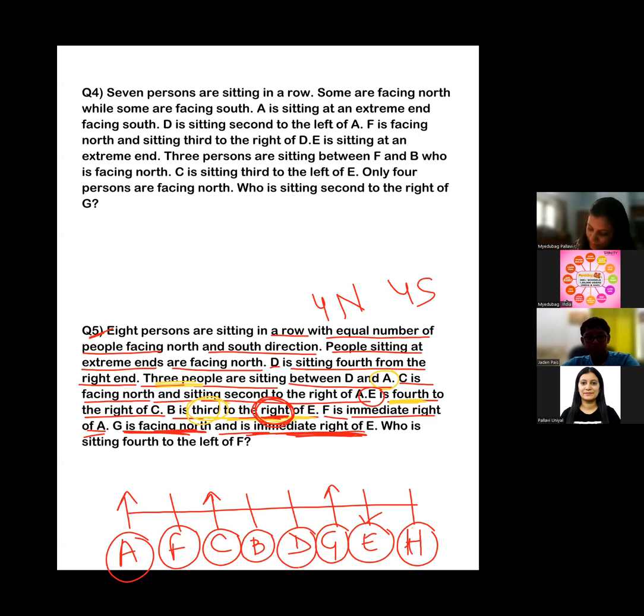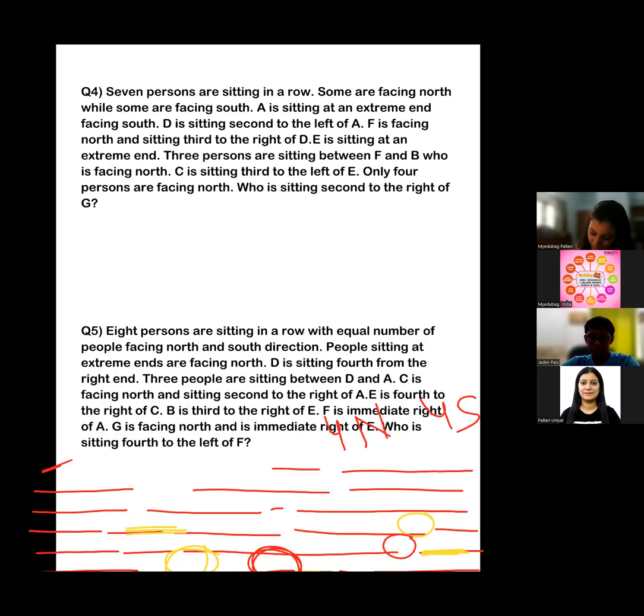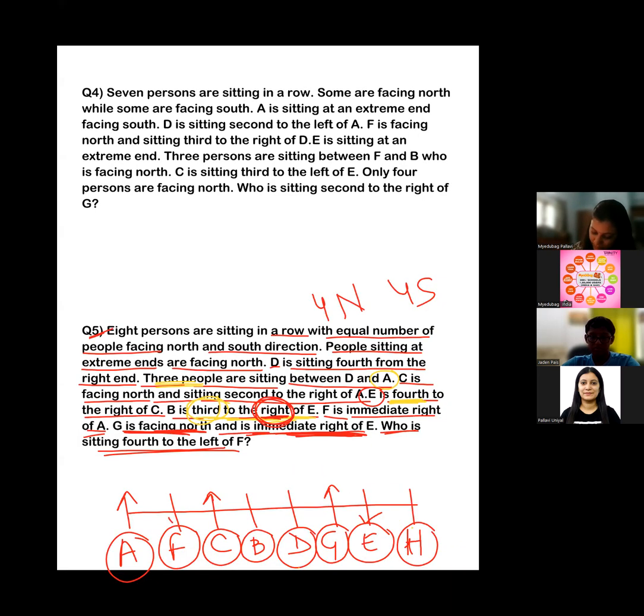In the question it is asked who is sitting fourth to the left of F. There is no place towards the right. That means they are talking about this space only, isn't it? So F must be facing south only, and fourth to the left of F will be 1, 2, 3, and 4. So the answer will be G.